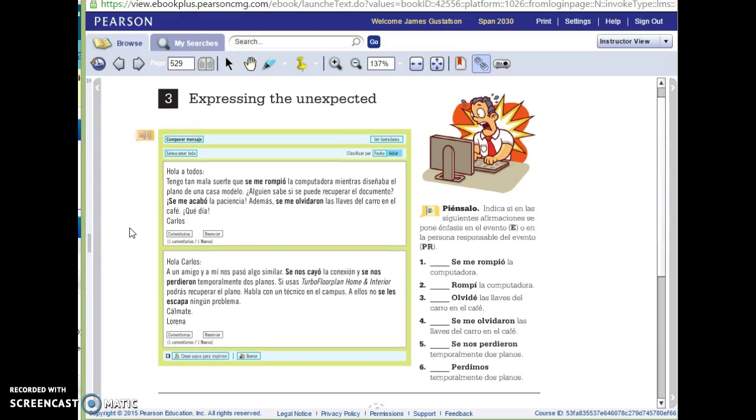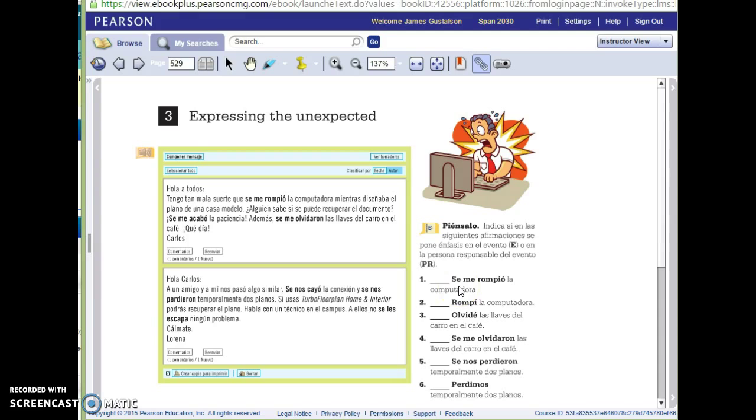Okay, and then the next piece of grammar, and the final piece of grammar, is what they're calling here expressing the unexpected. And it's using these "se" constructions to talk about accidents, essentially. All right. So there's a pattern here as well, which is the "se," and then the past tense verb form. Well, it could be present tense if it's something that happens regularly, but the third person. And then whoever has the accident is reflected in the pronoun.